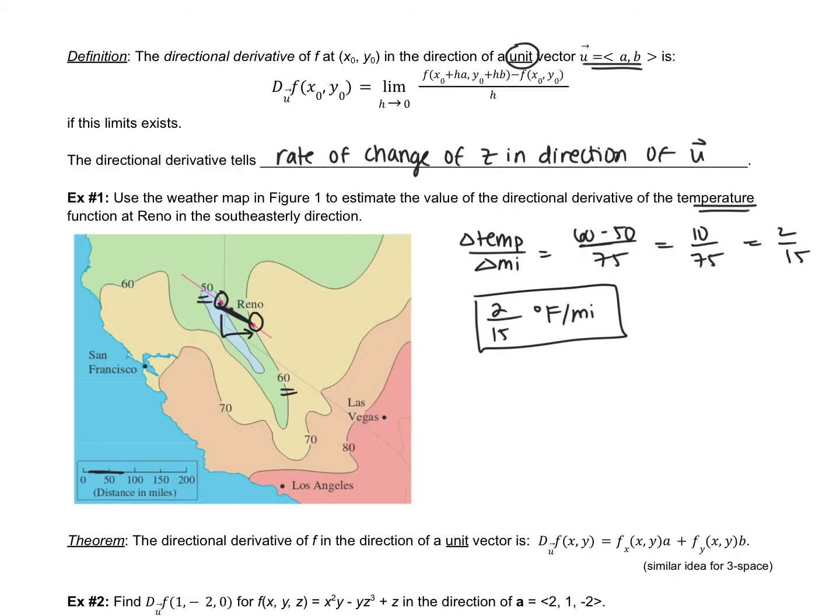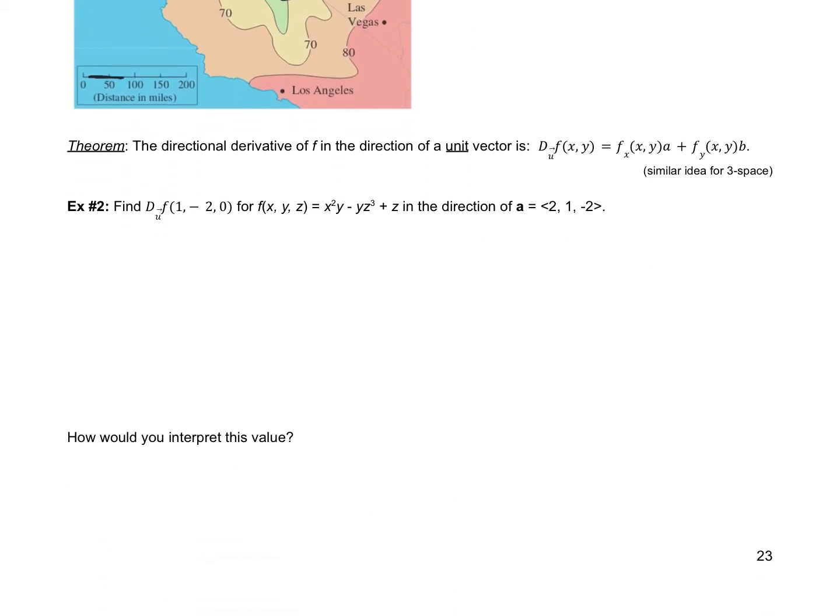Okay, so what does that mean? That means as we move in the southeasterly direction from Reno, around Reno, the temperature is changing by about 2 degrees Fahrenheit every 15 miles. Okay, so that is the meaning of the directional derivative. Now we need to talk a little bit more about how to actually calculate it. So the natural question is, do we have to use this limit? Of course not. Could we? Yes. Are we going to? No. So that's going to lead us to this theorem, and then we're going to do an example.